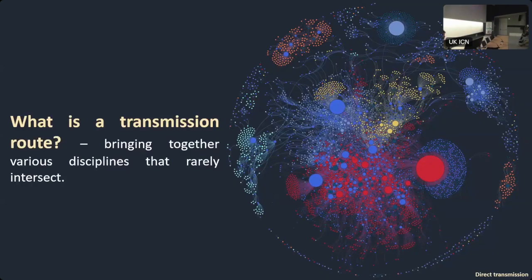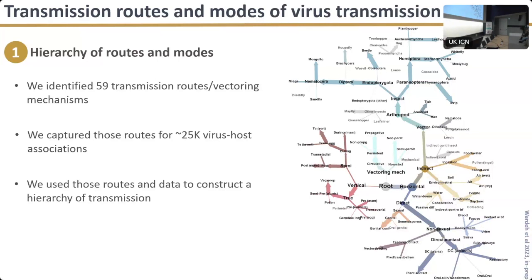So with that in mind, when I first started actually working on this, one of the things that popped up was, what is a transmission route? I don't know if any of you work with plants, but don't try to put plant work and animal work in the same pipeline, because they don't talk to each other. When I first started doing this, I spent time just reading papers from so many different places to get my head around the terminology that is used in every field. And what we did is then identify 59 transmission routes and vectoring mechanisms. And we captured that information for over 25,000 virus-host associations. I'll get to that in a bit.